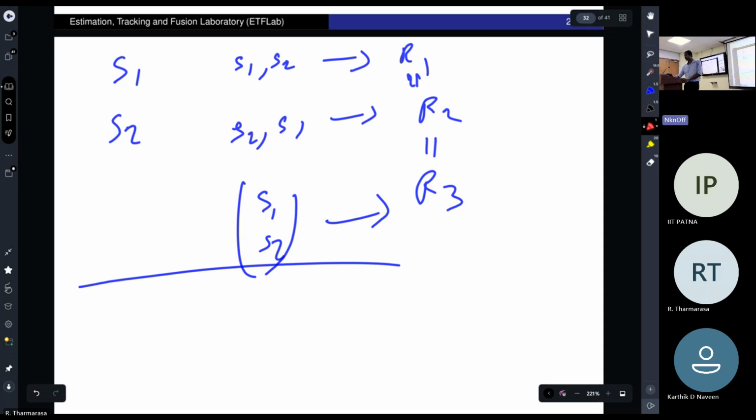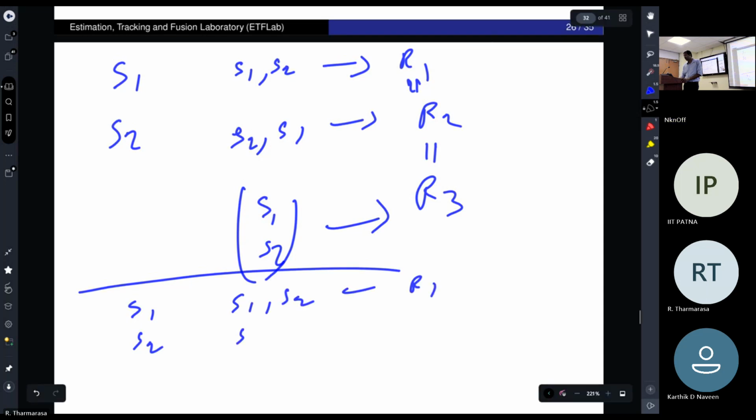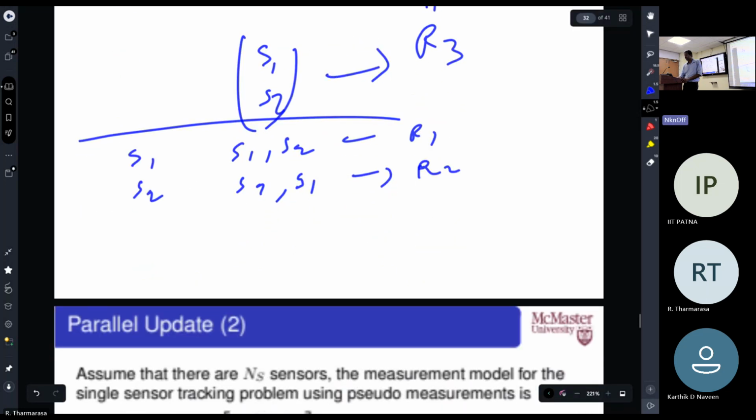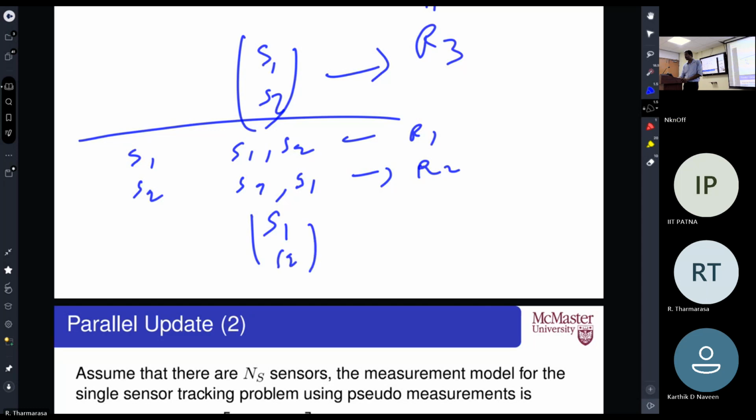The second conclusion says, if it is S1 then S2, you get R1; S2 then S1, R2; and S1, S2 together, R3. As long as one of them is nonlinear, this is not equal to this, and this is also not equal to that. None of them are equal. In this case, they say that the parallel one is slightly better than the sequential one when we have nonlinear sensors. Okay, so that is the theory part.